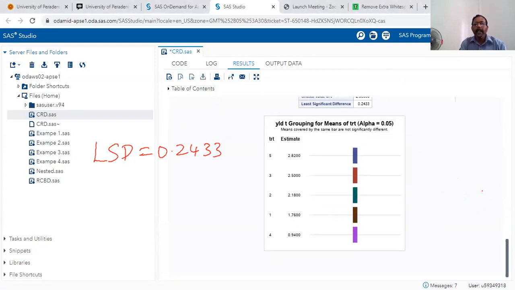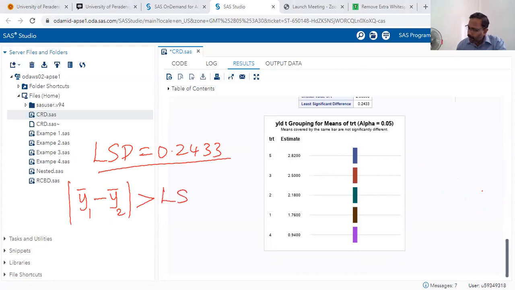Right. This is the most important picture. This is the LSD value. Normally, I'm comparing, let's say, mean yield of first treatment versus mean yield of second treatment. If the absolute value is greater than the LSD value, then we say there's a difference between first treatment and second treatment.